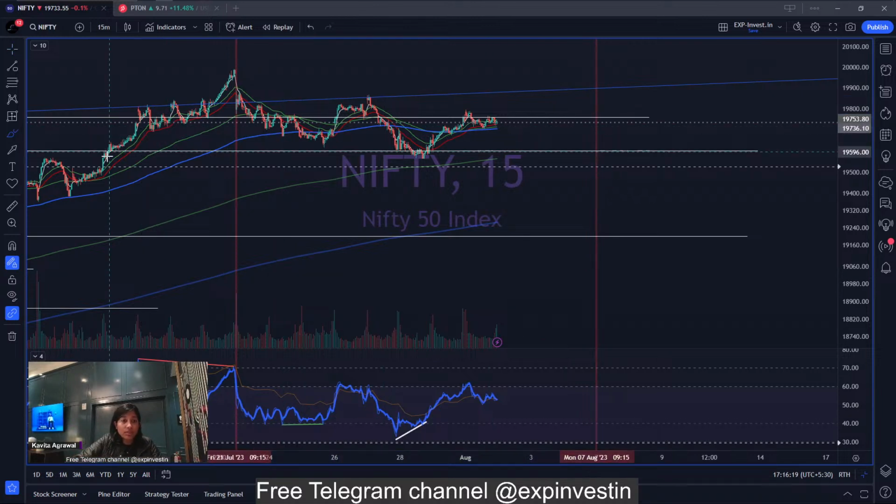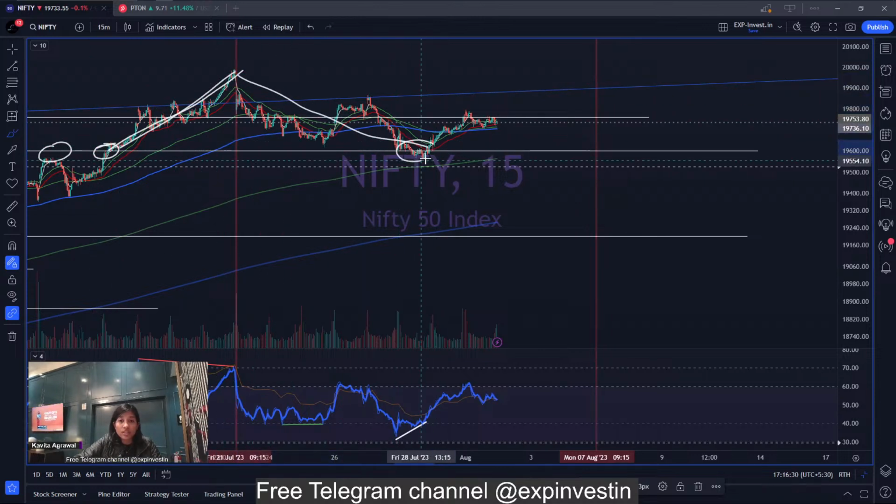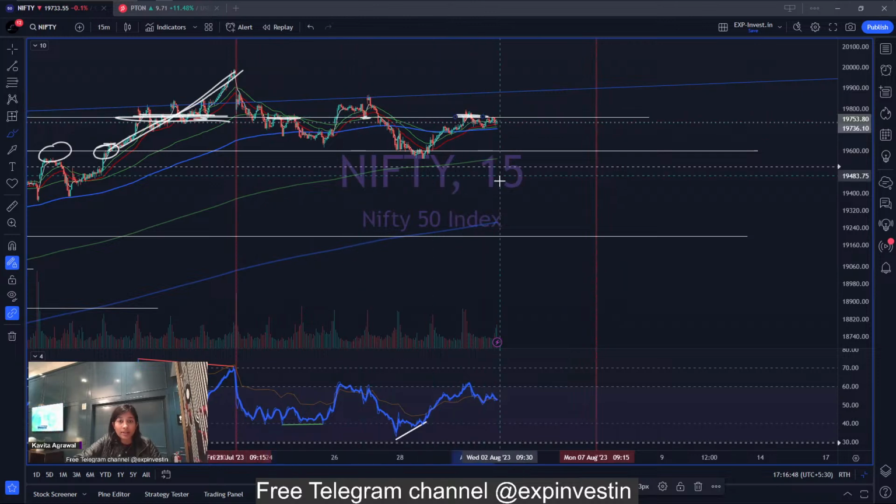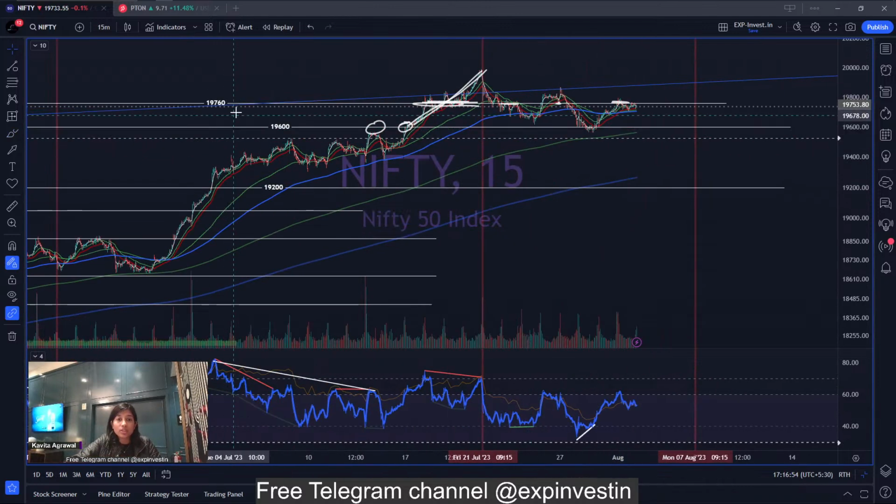For instance, if you see here, this was a resistance. When the price went up and breached and went up, the next time it approached this level recently, this is the 19,600, it acted as a support and Nifty started to go up. And at the same time, this level of 19,750 acted as resistance first, and then some support here, again acted as resistance here, again acted as support here, again acted as resistance here, and is acting as resistance right now. So these that you're seeing, these are the horizontal support cum resistance levels.